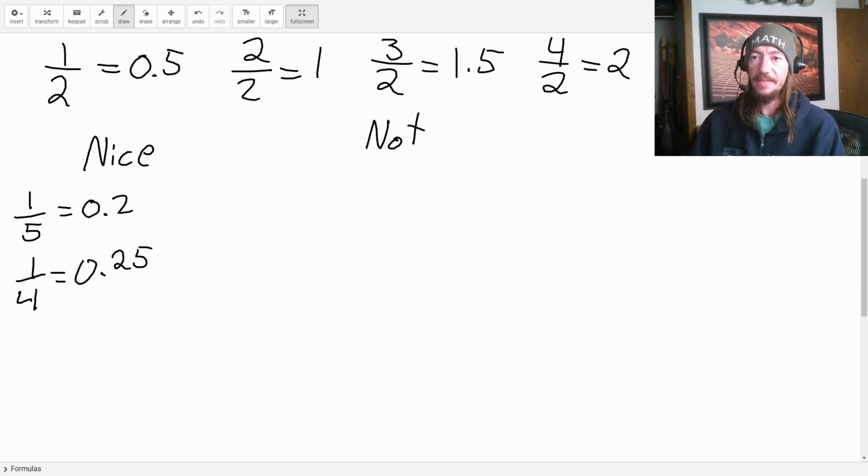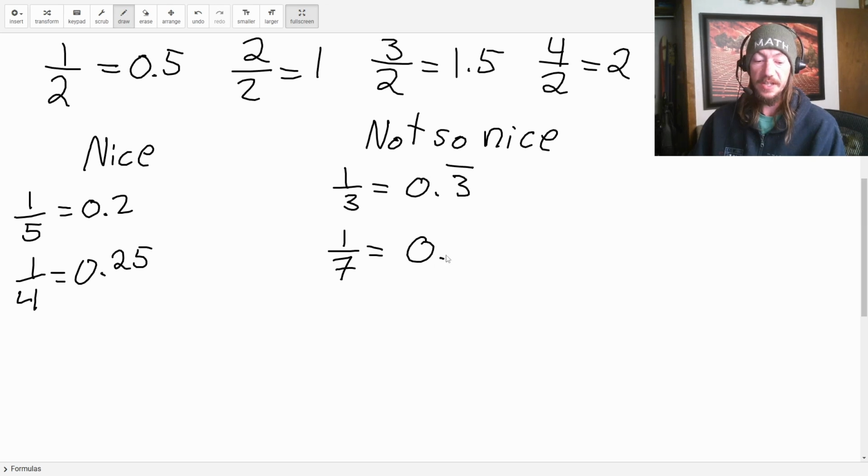But not so nice is trying to work with something like a third, which is 0.3 repeating, meaning that threes just go on forever. There's an infinite amount of threes after that. That's very difficult to work with. Even harder is something like 1/7, which is 0.1428557, all of that repeating. Trying to multiply with this decimal expansion is basically impossible, and much easier to work with is just this fraction, 1 over 7.